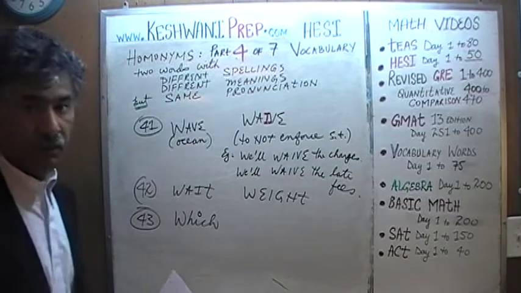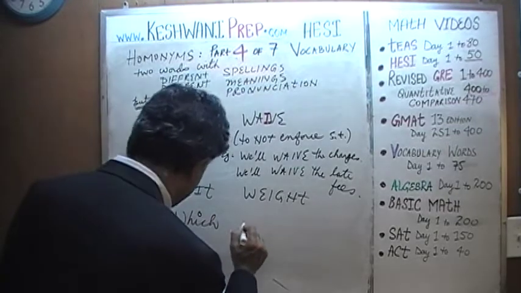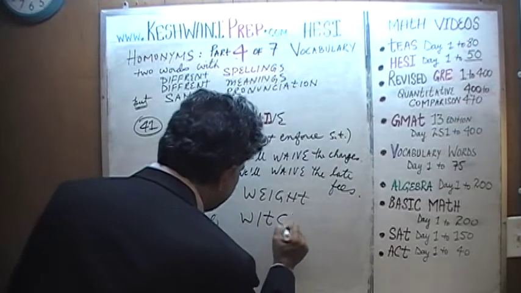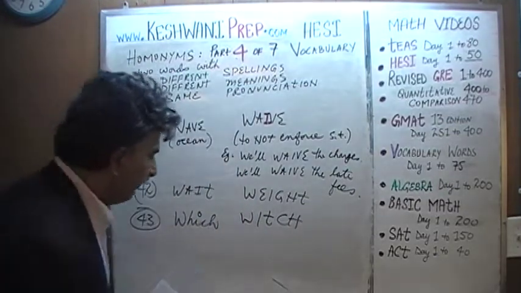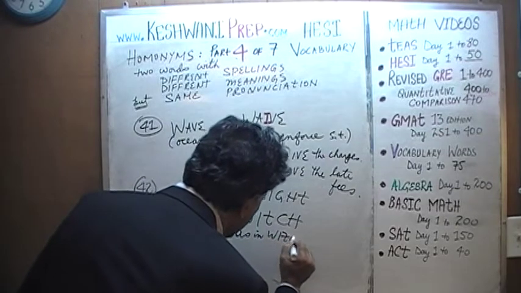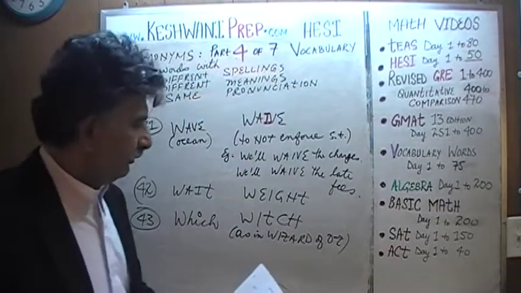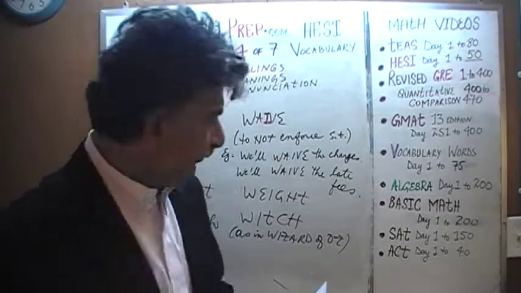43. Which, as in, which one do you want? And we have this witch, W-I-T-C-H, as in the Wizard of Oz, for those of you who know it. In the Wizard of Oz, we had a witch.